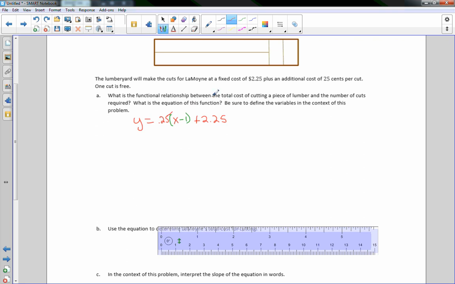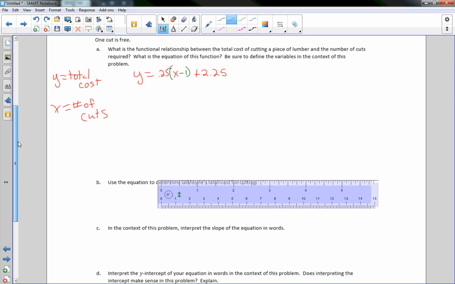So it says, what is the function? There it is. What is the equation of this function? This is the equation. Be sure to define the variables in the context of the problem. Okay, well, y equals total cost. X equals number of cuts. Okay, so there's A.